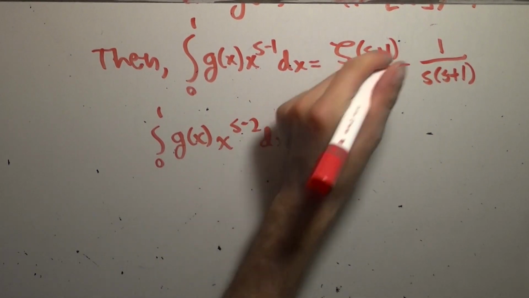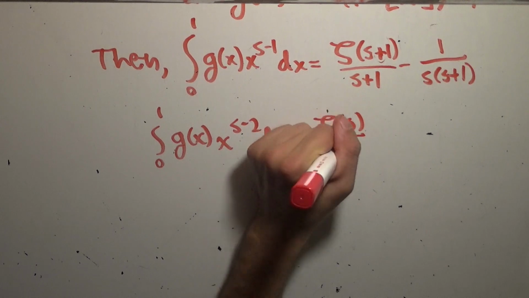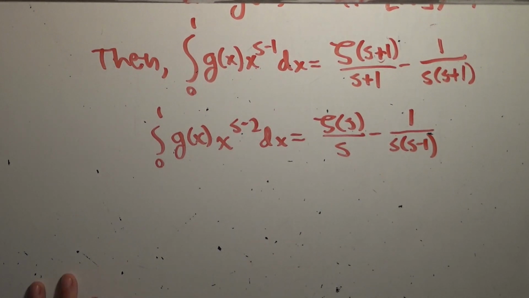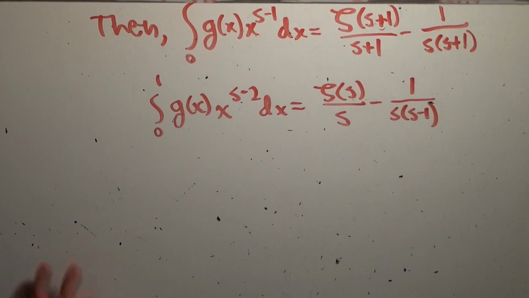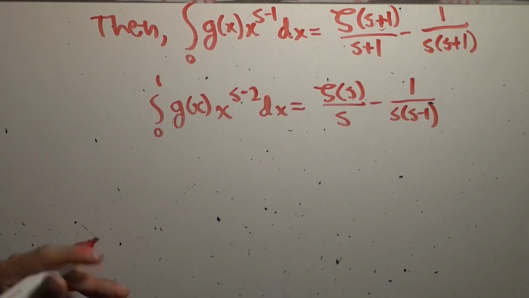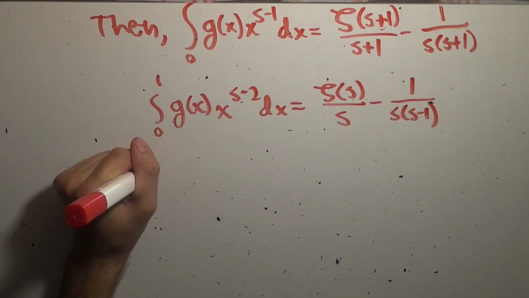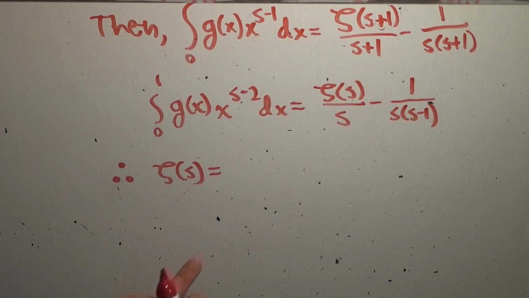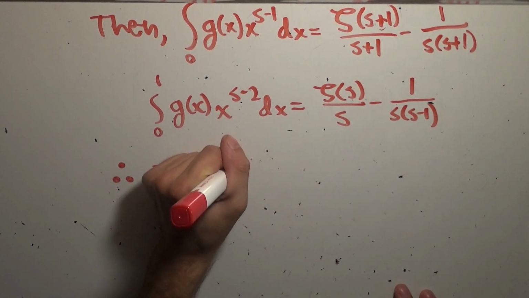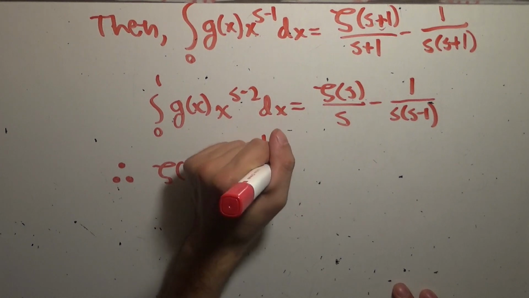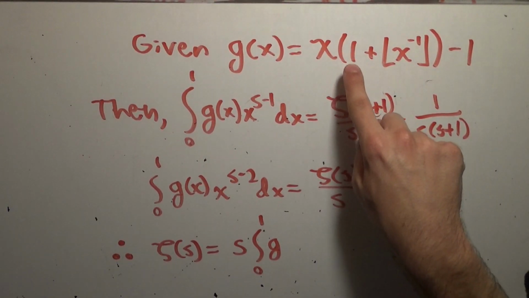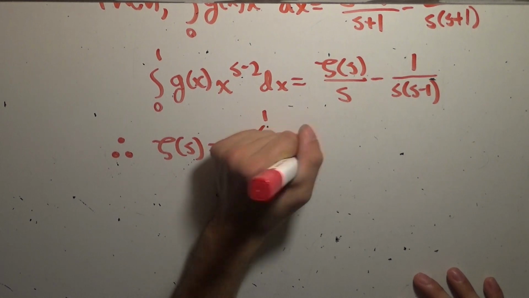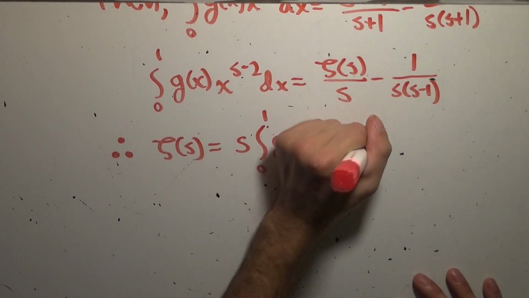But the point is that by plugging in s minus 1, we get zeta of s divided by s, minus 1 over s times s minus 1. Very nice. And that means that if we multiply s on both sides and then add this term, we actually end up with a finite expression for the zeta function, which is really amazing. So we have, therefore, the Riemann zeta function of s is precisely equal to this function times s, right? If we multiply s on both sides, it'll cancel here and it'll just go right there. So we get s times the integral from 0 to 1 of g of x, which again, g of x is this function here, x times the quantity 1 plus the floor of 1 over x, all minus 1, times x to the s minus 2 dx.